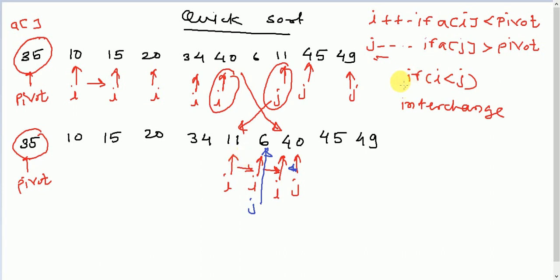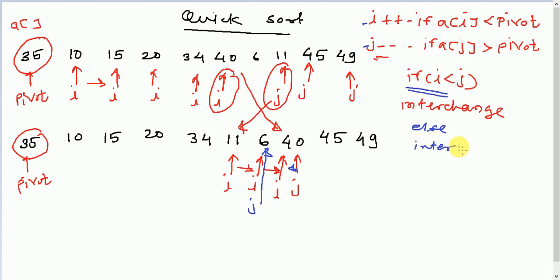So when i and j stop after a certain condition, we'll check if i is smaller than j. No, because i is actually pointing to 40 and j is pointing to 6. That means i has gone beyond j. So if i and j have crossed each other, we will not do the normal swap; otherwise, else here we will interchange.